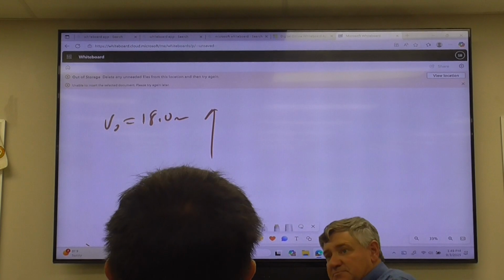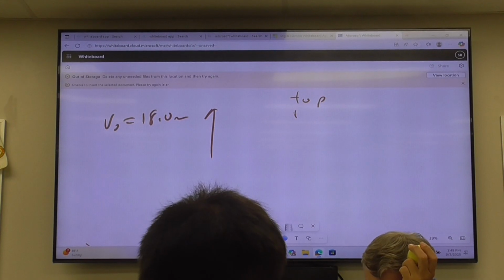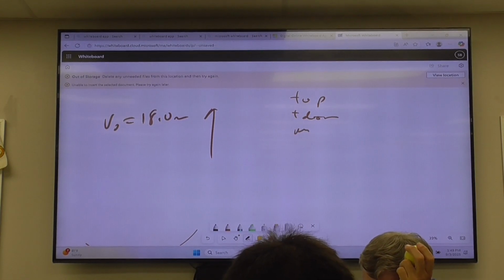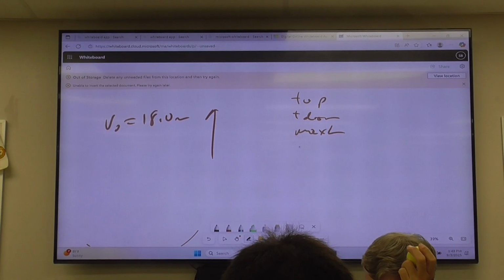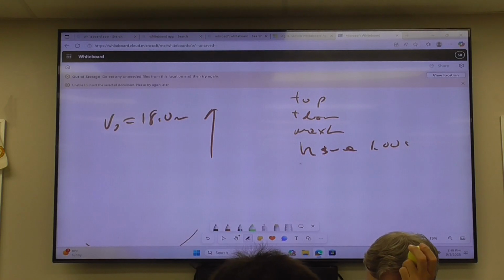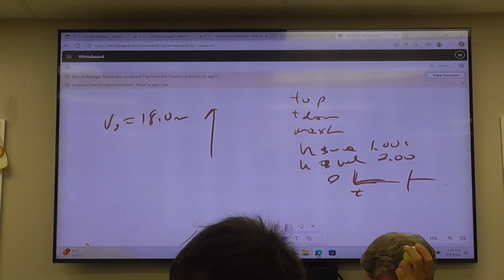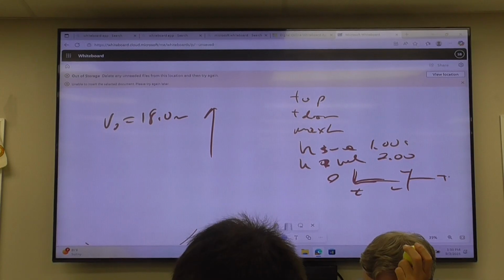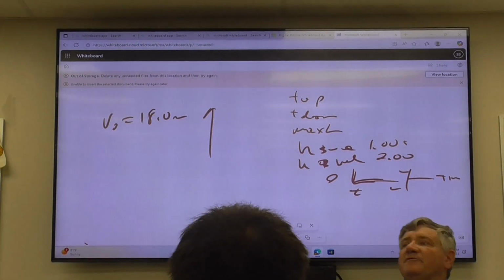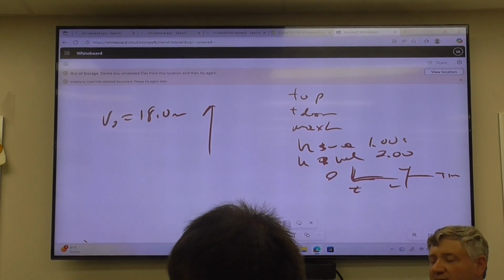18 meters per second. That's the only number that you know. I want to find the time up, the time down, my max height, the height and velocity at 1 second, the height and velocity at 2 seconds. I want a position time graph and a velocity time graph. I've only given you one number and I want to generate all of this. But hidden within this, what else do you know?